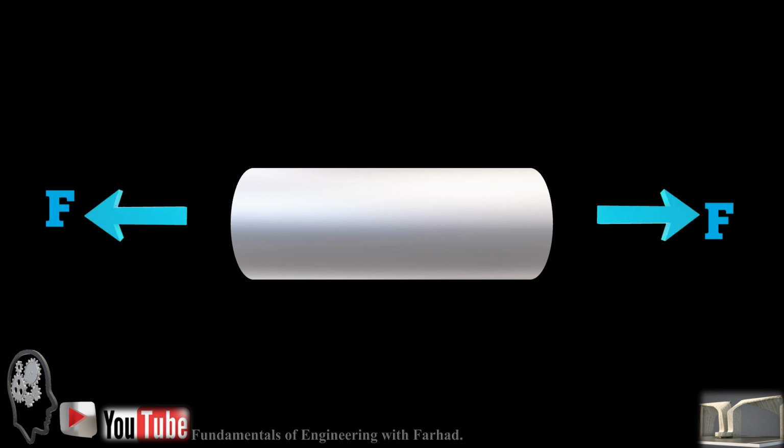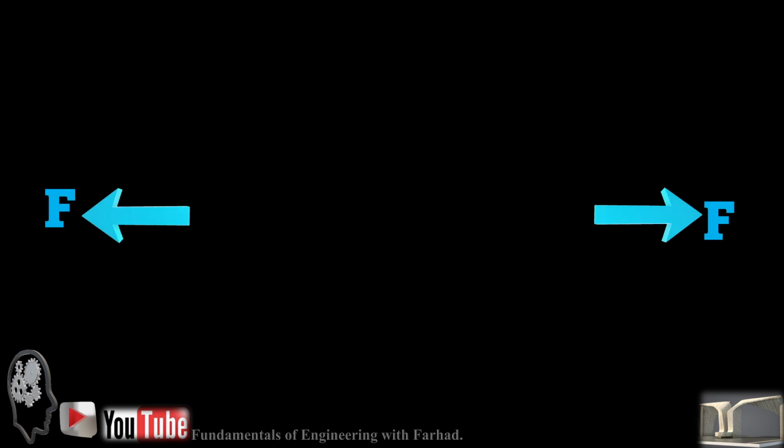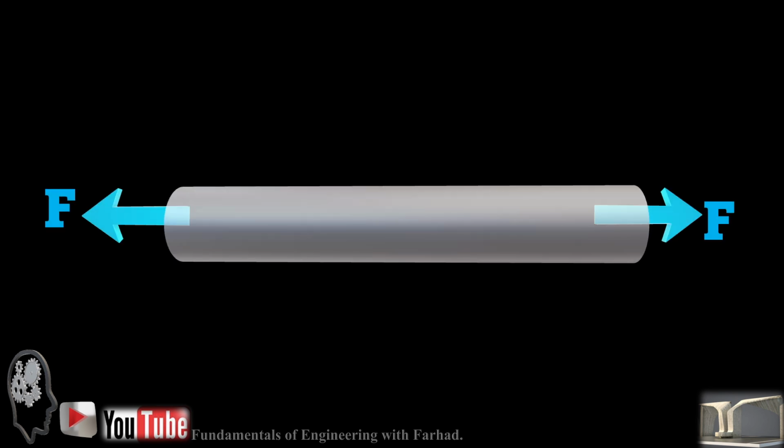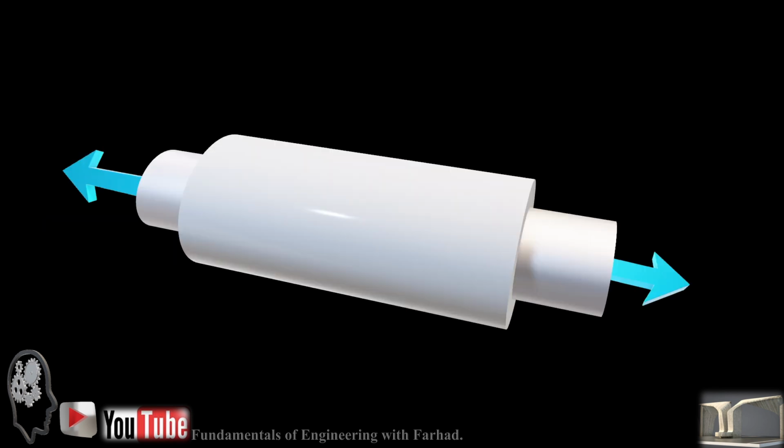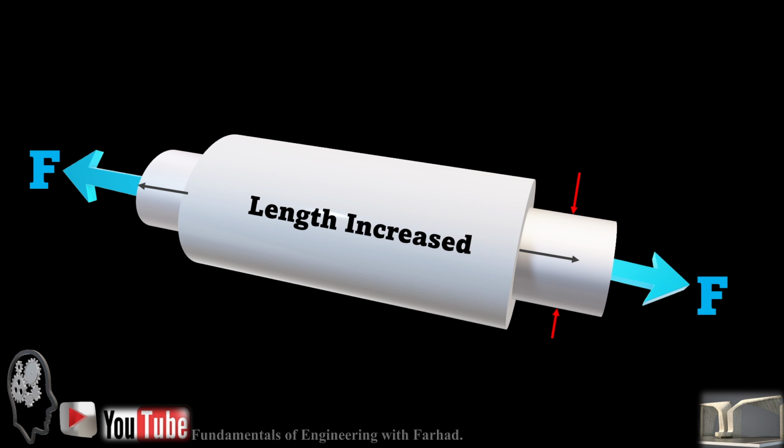In this example, we have a rod which handles a tensile force at both ends and elongates in the x direction and decreases in diameter in the y direction. So length increased and diameter decreased.